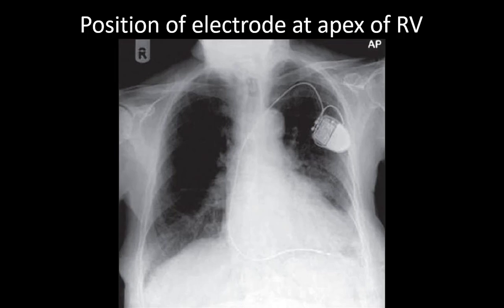So this is a pacemaker device. You can see this wire is going all through the lung, and the tip is lying at the apex of the right ventricle, and there are no sharp angulations or bends in the wire.